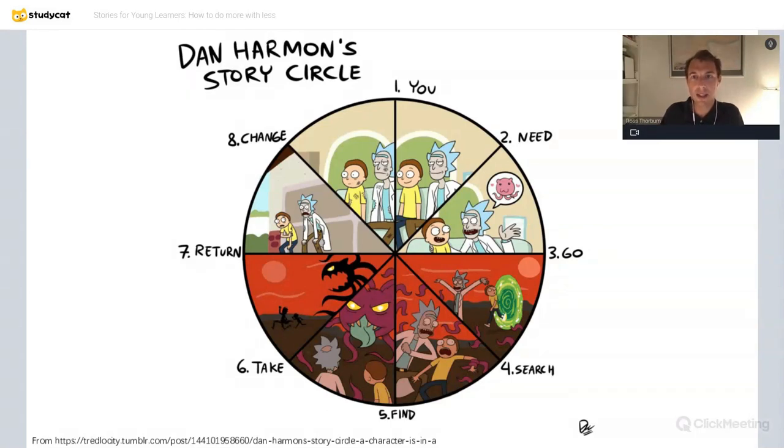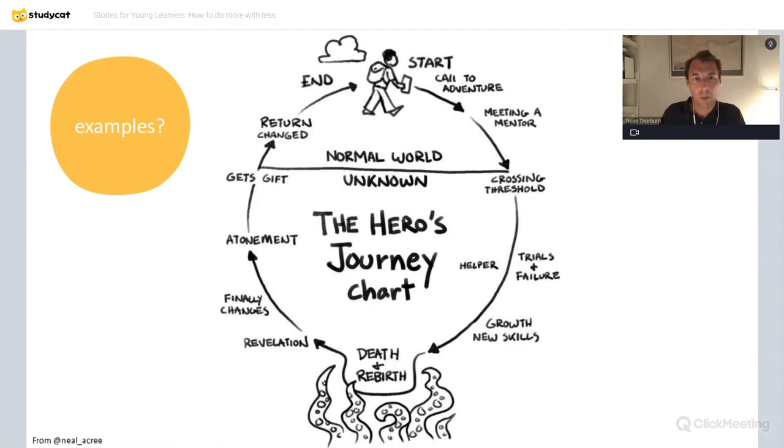Any other ideas for this? If you can think of TV shows or movies that go through this? While you're thinking about that, here is another very common model for how stories work. This is called the hero's journey. And again, you can see at the top, things are normal, and at the bottom, we've got this unknown.